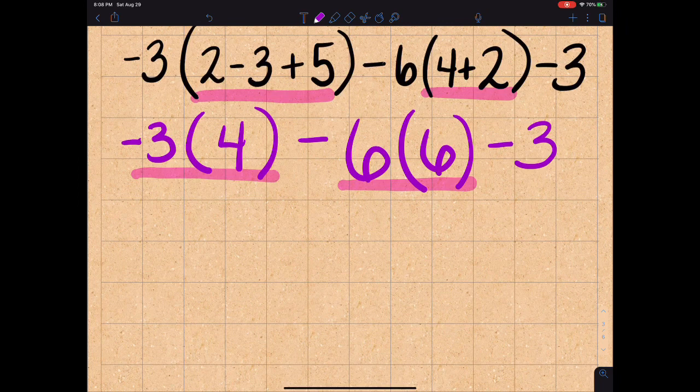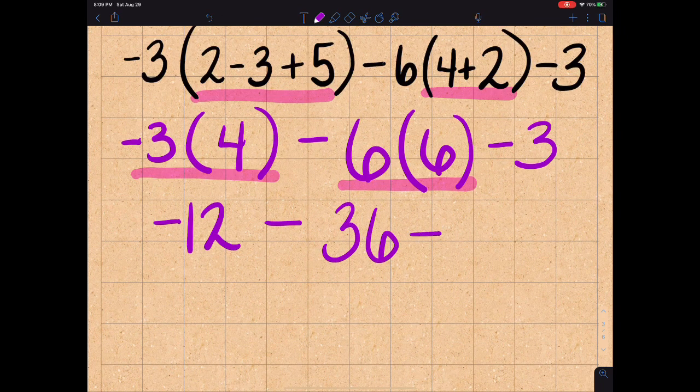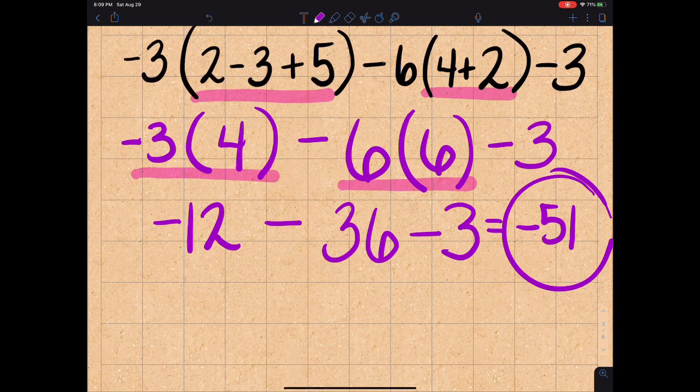So negative 3 times 4 is negative 12. Minus 6 times 6, which is going to be 36, minus 3. And then you're just going to go left to right. So it's going to be negative 12 minus 36 minus 3. If you add all of those together, you get negative 51. And that's going to be your final answer.